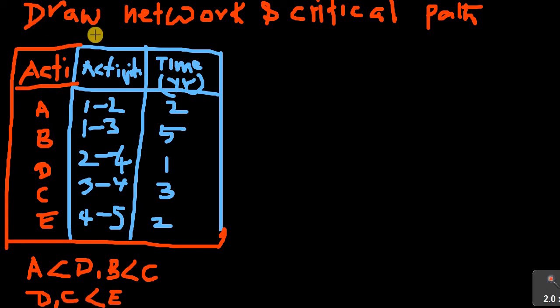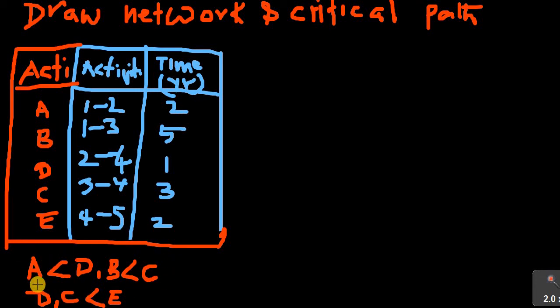Draw the network and critical path for the given problem, where there are 5 events and activities represented by 1 to 2, 1 to 3, 2 to 4, 3 to 4, and 4 to 5, and the corresponding time taken is also given. A takes 2 years, B takes 5 years, the activity D takes 1 year, the activity C takes 3 years, and the activity E takes 2 years. And this is the logical connection given to us.